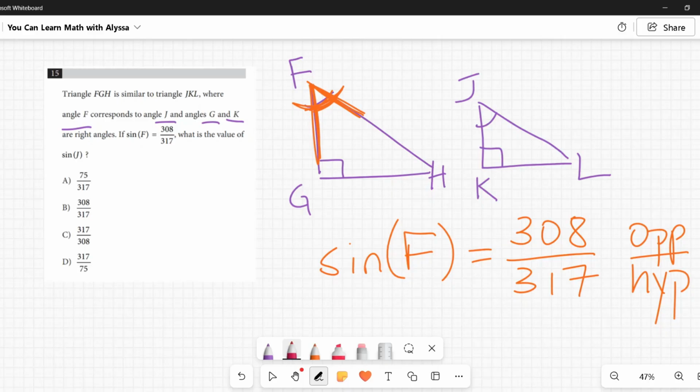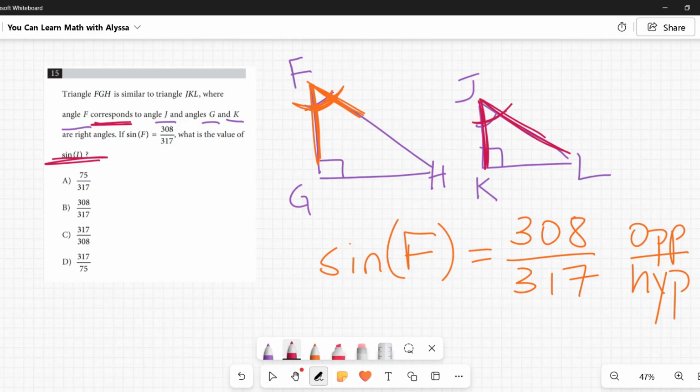So when we look over here, they're wanting to know what's the value of the sine of J. J is the same measure. F and J, they correspond to each other, so they are congruent. The corresponding angles of similar triangles are congruent. That's when they say corresponds. That's what they're telling us.